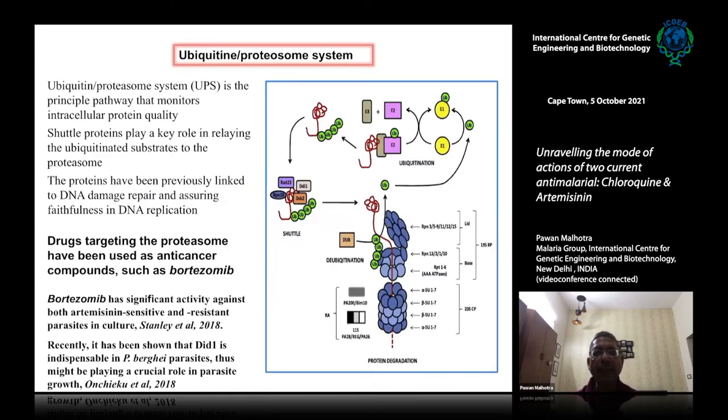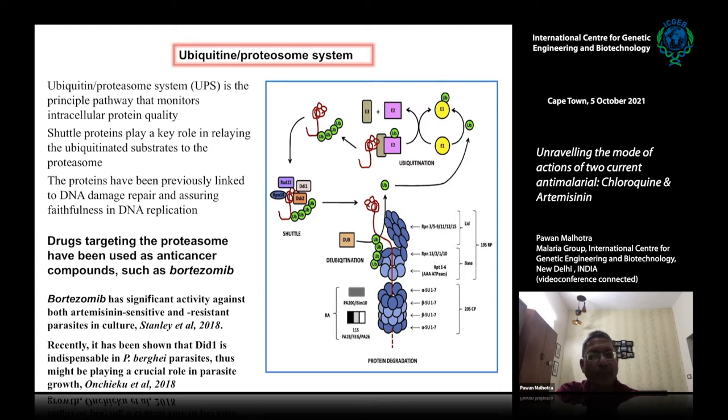And this is the ubiquitin proteasome system, which exists in most eukaryotes and is a very well-known system. It is the principal pathway to monitor protein quality. There are three shuttle proteins, which take the ubiquitinated protein towards the proteasome system so that these proteins can be degraded. I'll come to the three shuttle proteins in my slide. And one of the shuttle proteins, DDI1, also has another function. It is a DNA damage repair protein.